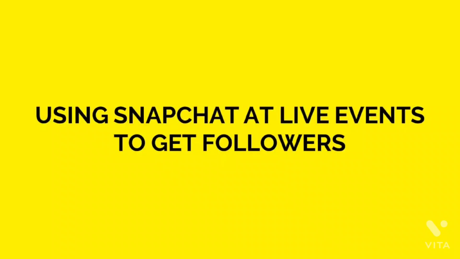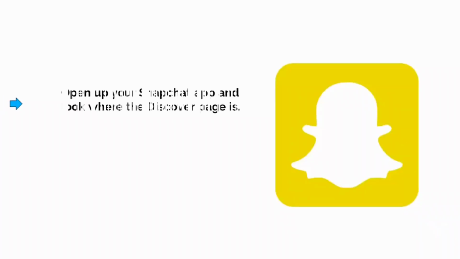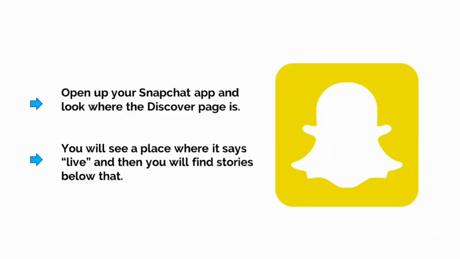In this video, we're going to discuss a couple of ways that you can use live events to get followers to your Snapchat account. The first thing that you should do is open up your Snapchat app and look where the Discover page is. You'll see a place where it says Live, and then you'll find stories below that.